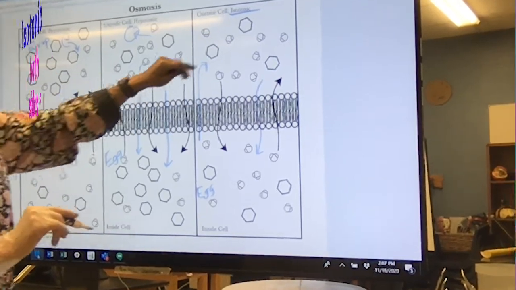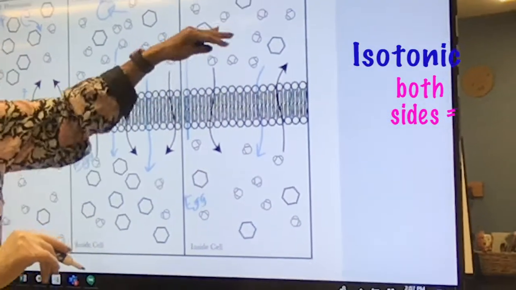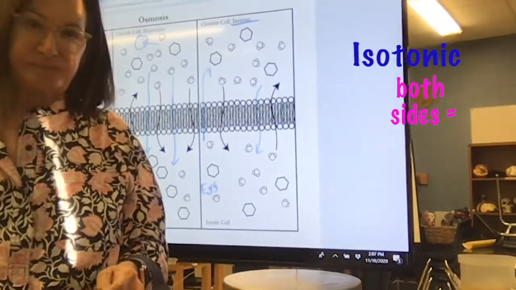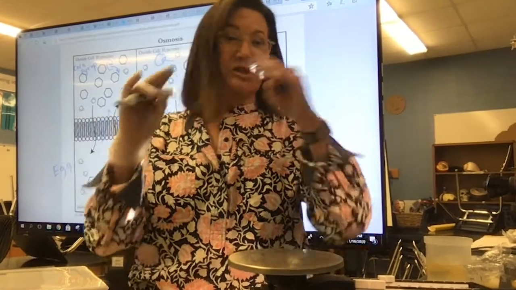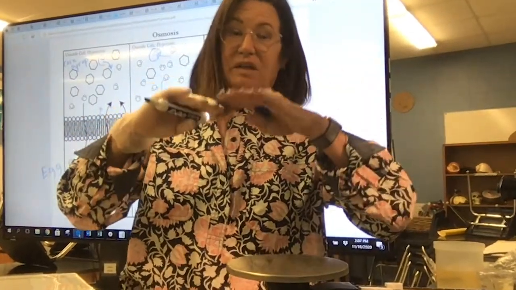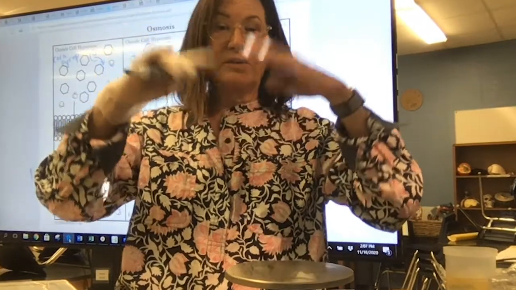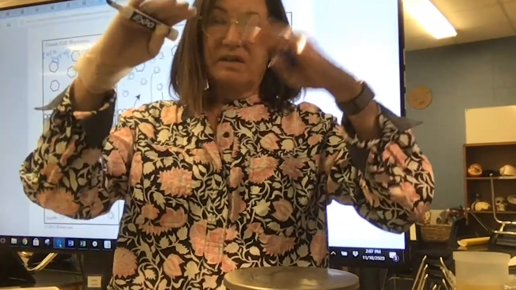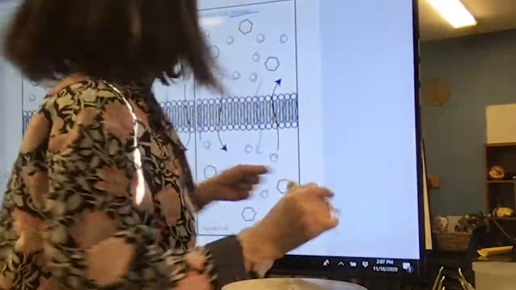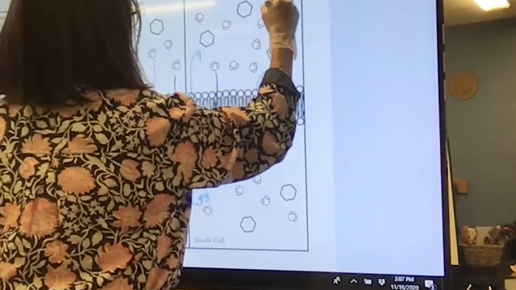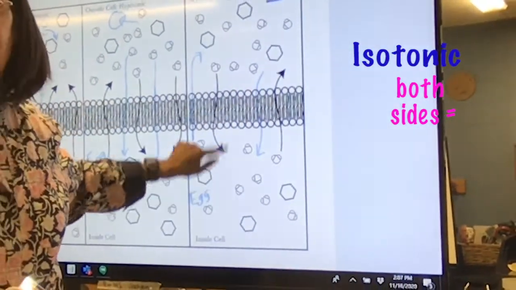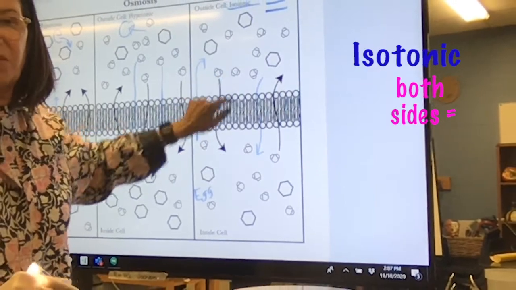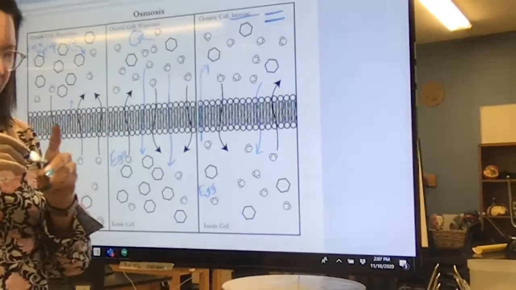And then we're going to go into isotonic, which is where it's even. So if I had an egg and I had it just hanging out in egg whites, it wouldn't change at all, because it has equal amount of liquid in both, right? So it's isotonic. So isotonic means equal, because it's evenly flowing inside and out of the cell. The water will go equally inside and out.